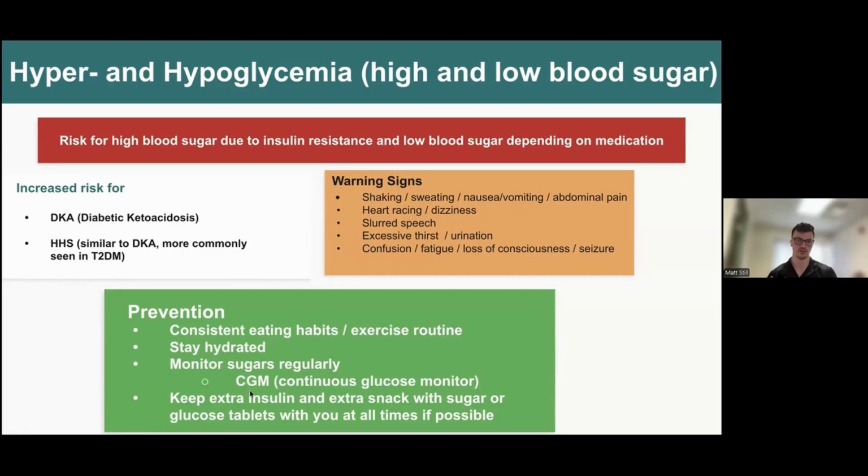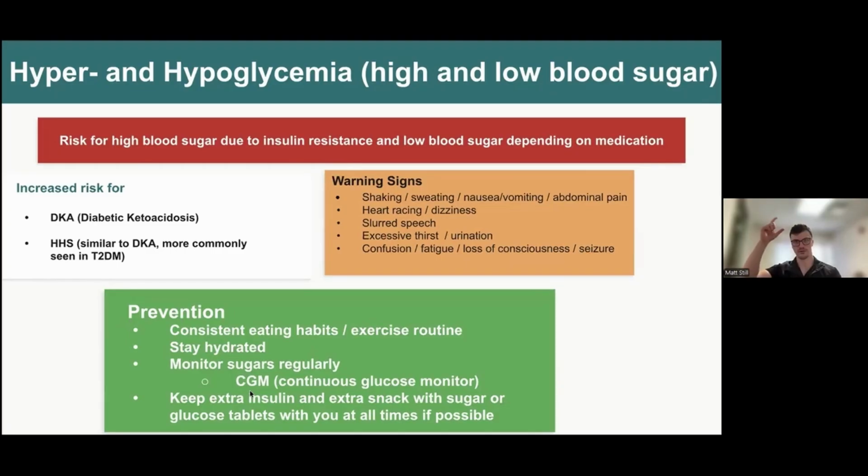Now we try to use what's called a continuous glucose monitor in some of our patients that are able to use this. This is empowering the patient to have more data points and be a little bit more involved in their care. It's like a sticker. Usually you put it on the side of your arm here, and it continuously monitors your sugar.